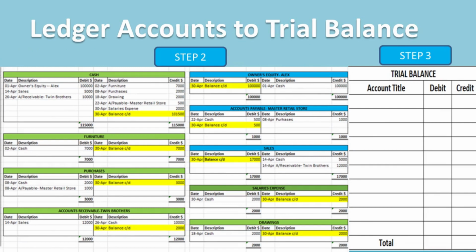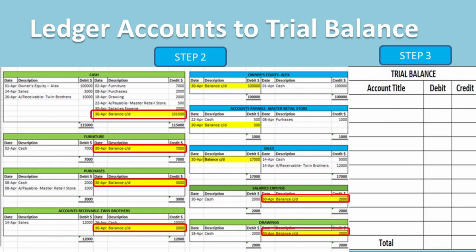First, let's transfer the debit balances into the debit side. We had a cash balance of 101,500. Furniture had a balance of 7,000. Purchases had 3,000. And accounts receivable had 2,000. Other debit accounts are salaries and drawings, both having 2,000 each in debit.